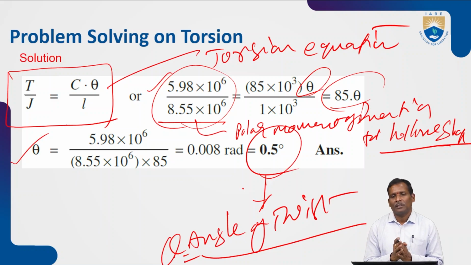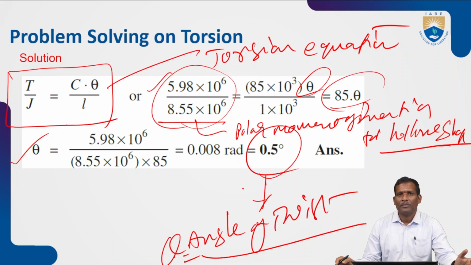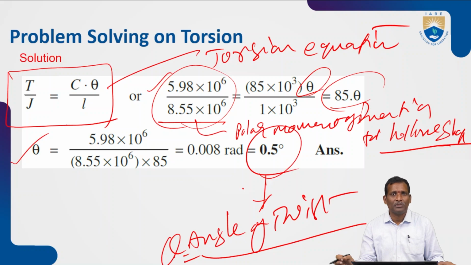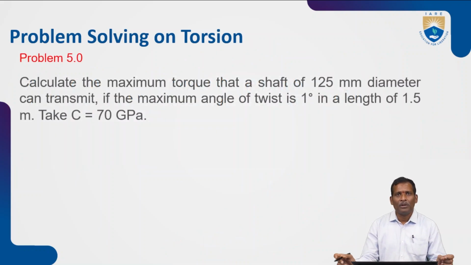In torsion, two things are there. One is strength basis, another one is twisting moment. So sometimes they may ask angular twist, sometimes they may ask torsional shear stress, and then power and torque. So remember these equations, it will be useful for our problem solving. So next, problem 5.